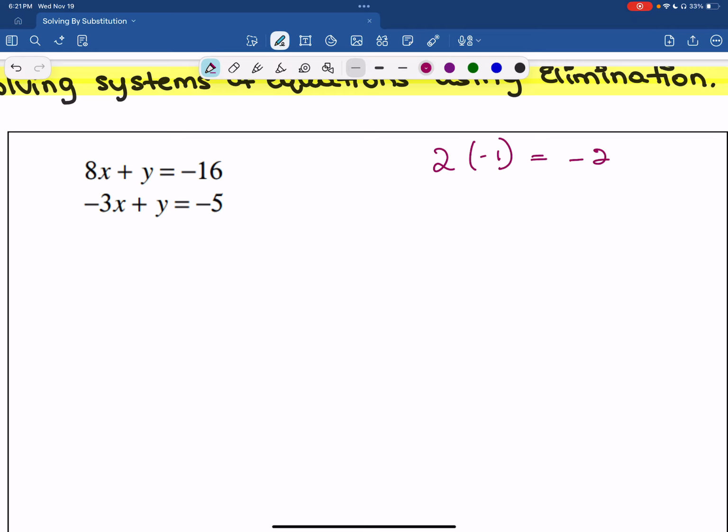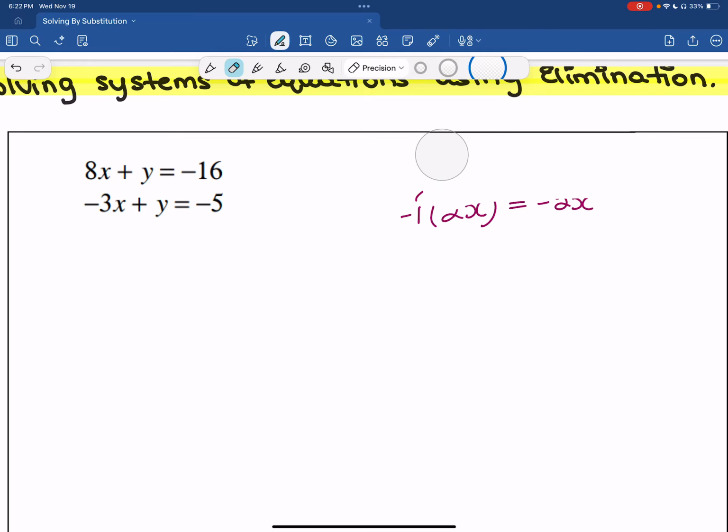Similarly, if I had the variable 2x and I wanted to make the 2x negative, all I would need to do is multiply this 2x by -1. -1 times 2x is -2x. So similarly, if we want to have opposites in our equation so that we can use elimination to solve, we would need to multiply one of the equations by -1 first before we add them together.